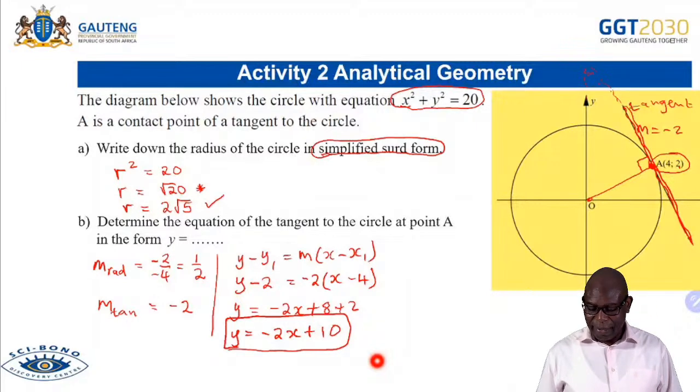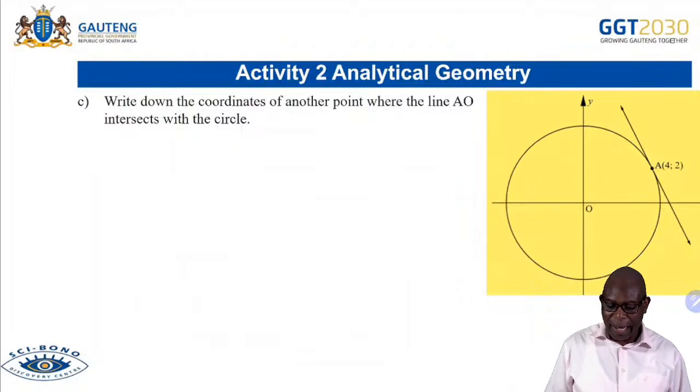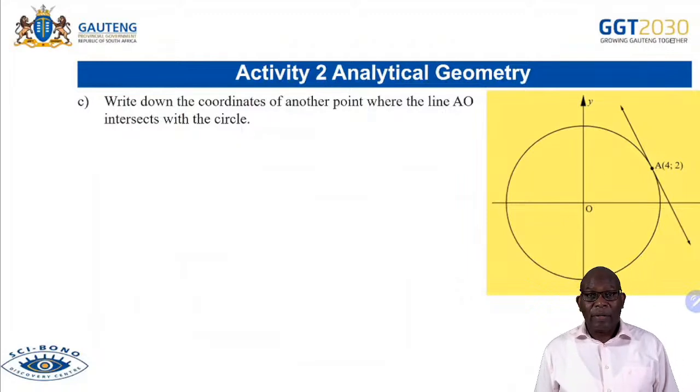Now I'll look at question 3, question C. It says write down the coordinates of the other point. We must read the question, and read it again so that we understand. They say write down the coordinates of the other point where line AO... so the line AO is this one.